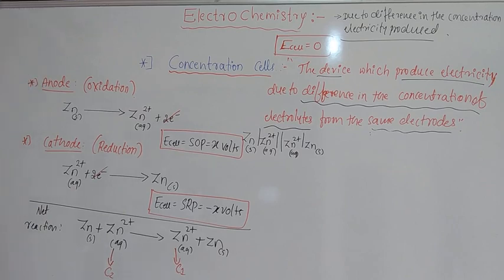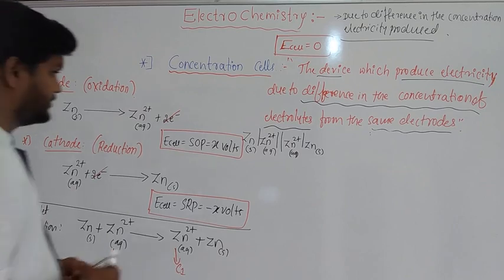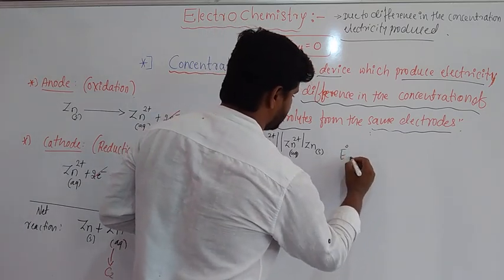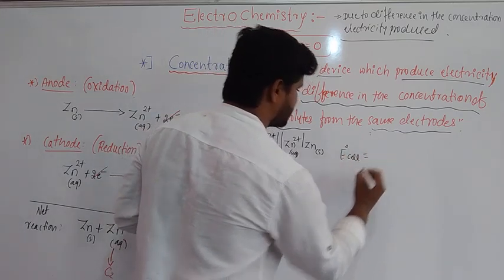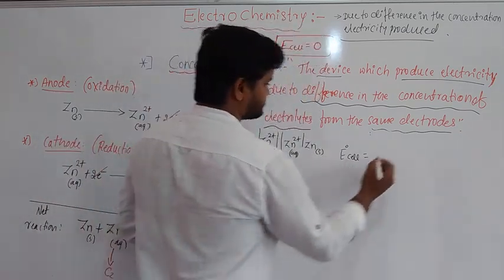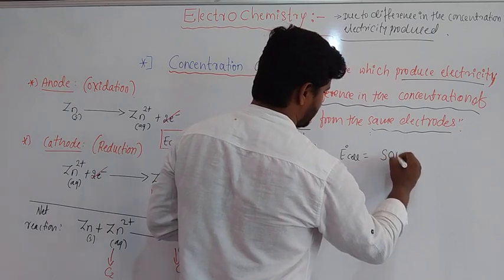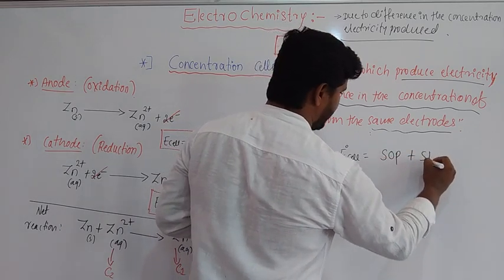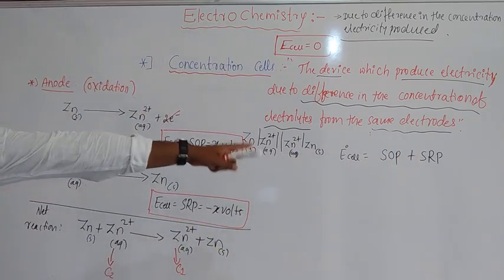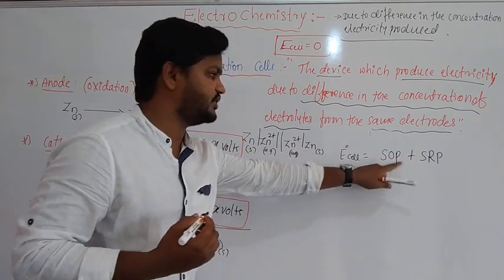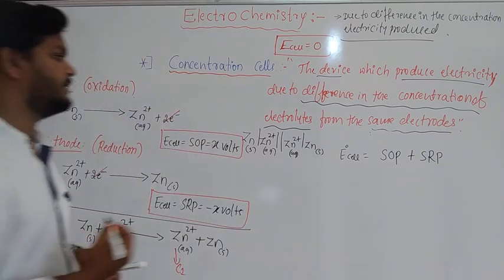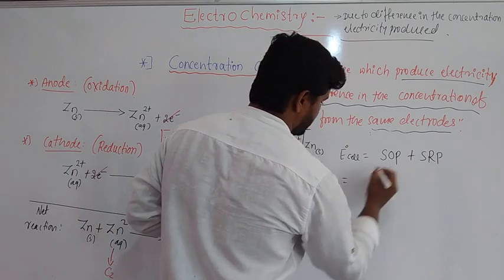So student, here we are going to find out the standard electrode potential, that is E naught cell. E naught cell is equal to standard oxidation potential plus standard reduction potential. Okay, then what is the standard oxidation potential, student?